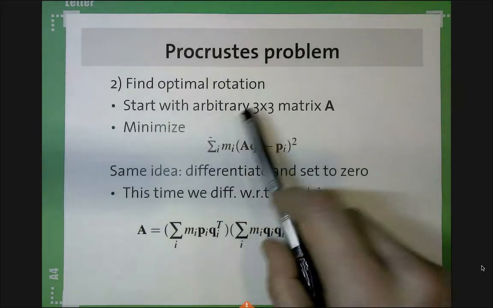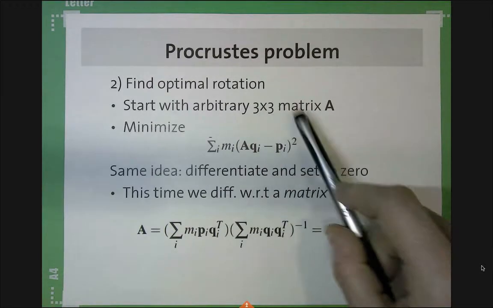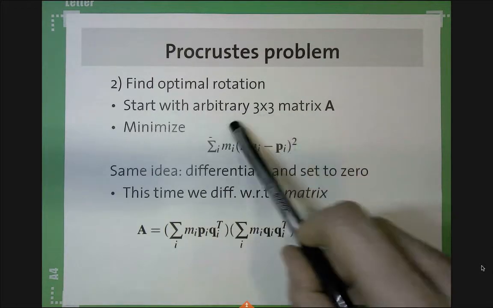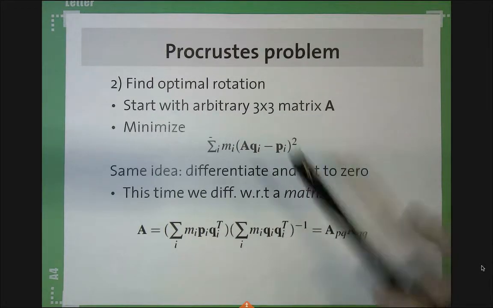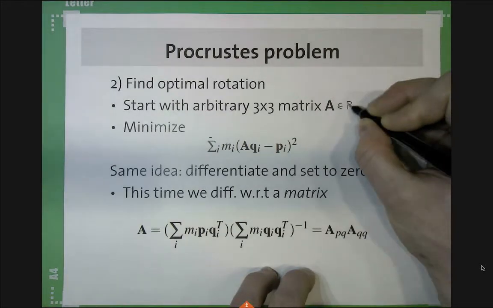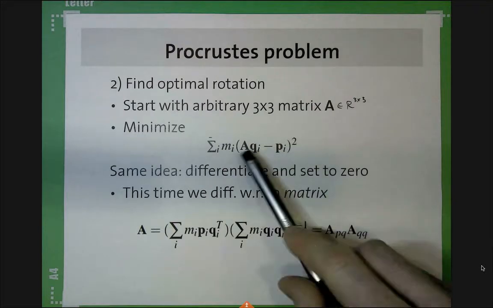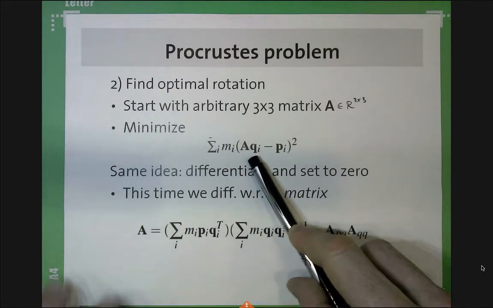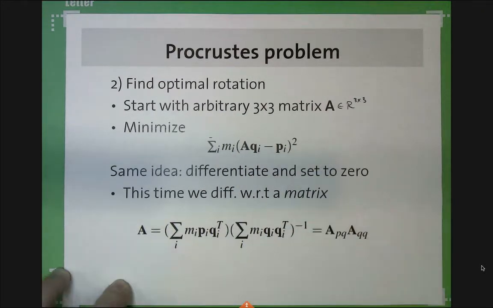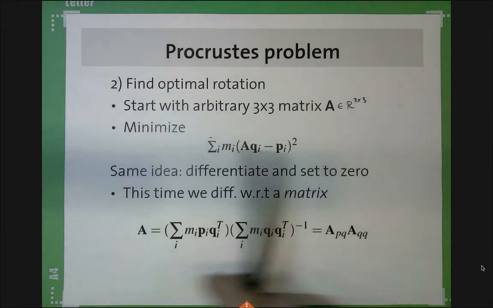So we start by solving a little bit simpler problem, a relaxed problem, by finding an arbitrary 3x3 matrix A. Here A is just a 3x3 matrix, it doesn't necessarily have to be a rotation. And we want to find the A such that this expression is minimized. So it's again solving a minimization problem. Is that clear? Any questions? Any confusion?